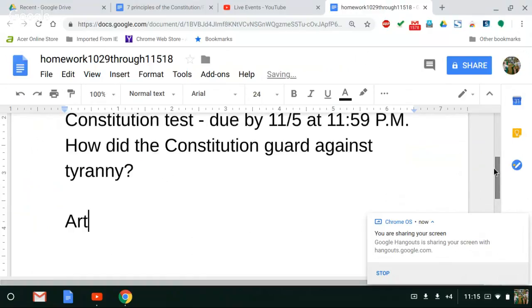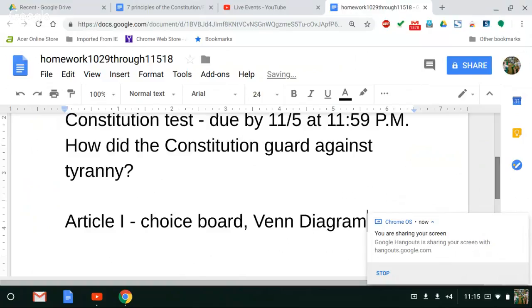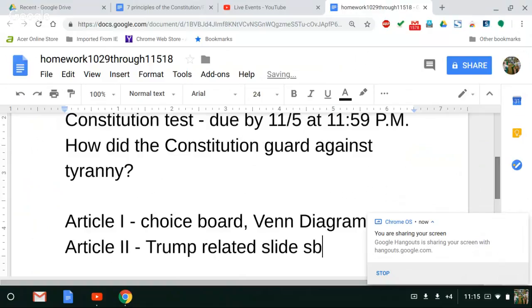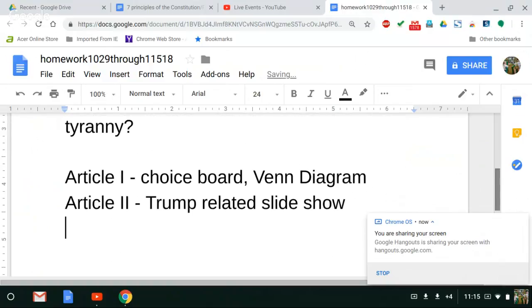When we talked about Article 1, we did a choice board, and we also did a Venn diagram comparing and contrasting the Senate and House of Reps. Article 2 was the Trump-related slideshow, which helped us use what we know about Article 2 of the Constitution. And then Article 3 is what we're doing on 10/29.